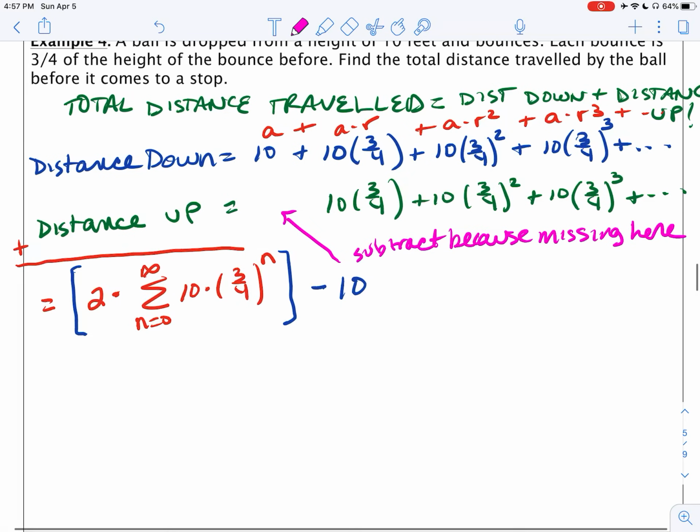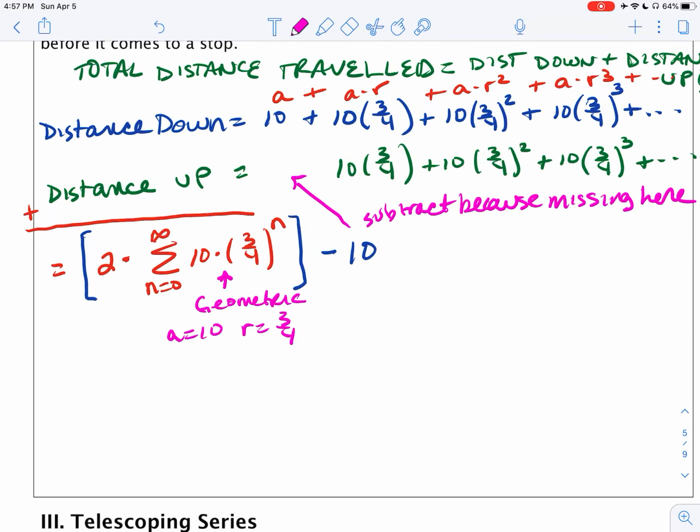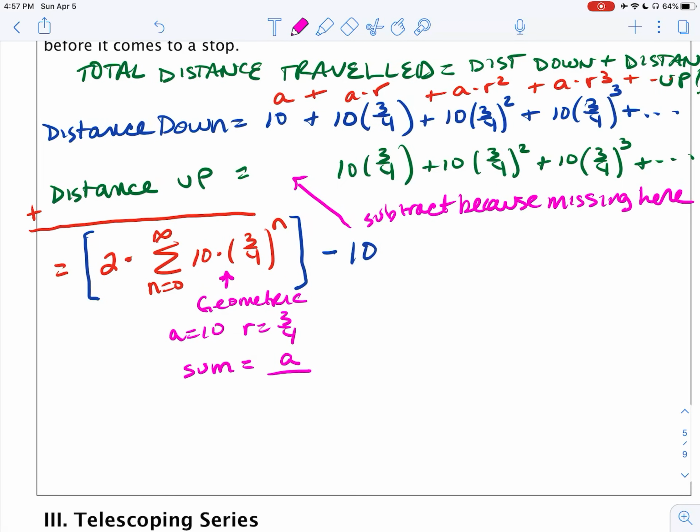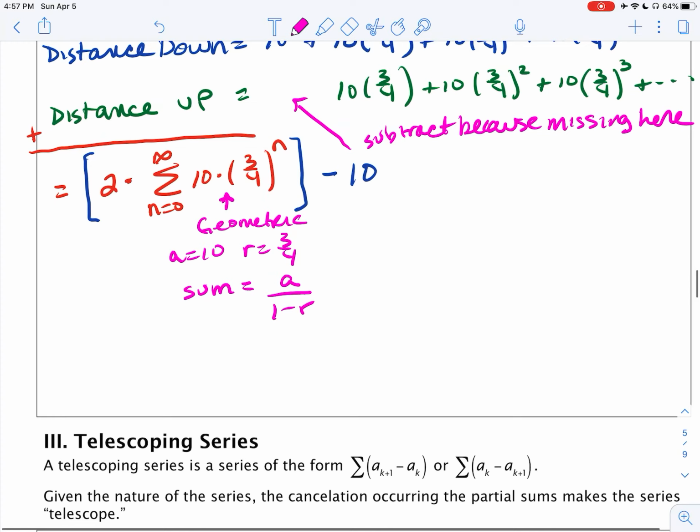Good. So we see that this is a geometric series with a equal to 10 and r equal to 3/4. Since 3/4 is less than 1, we can say that the sum here is equal to a over 1 minus r. You can't use that if it diverges. It just diverges if r is bigger than 1, or the absolute value is. And so we just plug in those values. So we have 10 over 1 minus 3/4, and that's going to be 10 over 1/4. And this is going to equal 40.